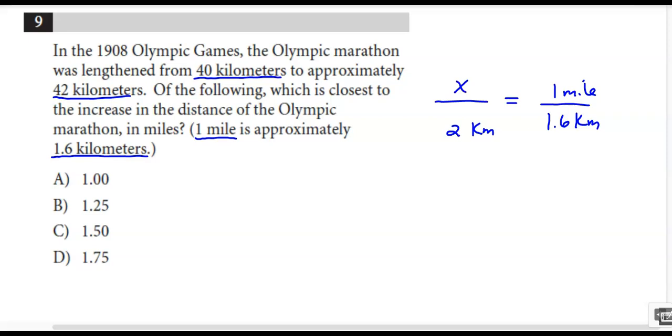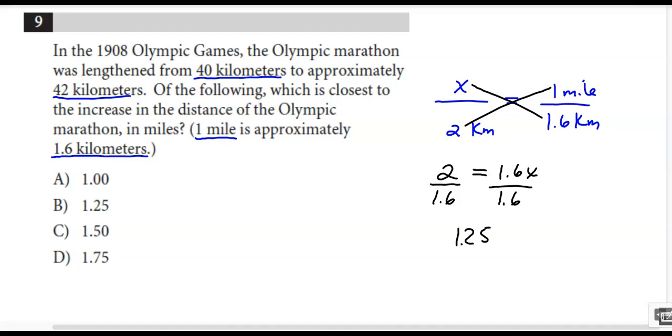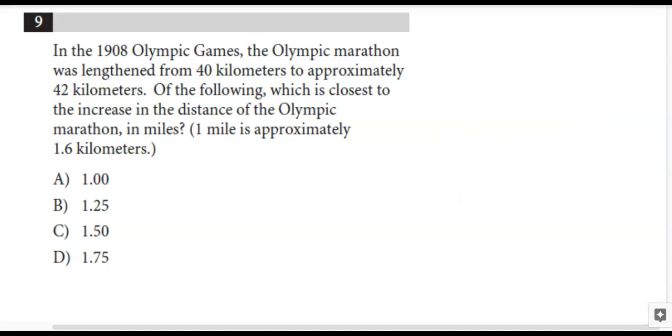And basically I'm going to do a little cross multiplying here. I get 2 equals 1.6x and divide both sides by 1.6. And let's see what we get here. 2 divided by 1.6 is 1.25 miles. So the correct answer there is B. There's other ways you could do it using conversions, kind of like in a science class, but I usually like to just stick with the proportions.